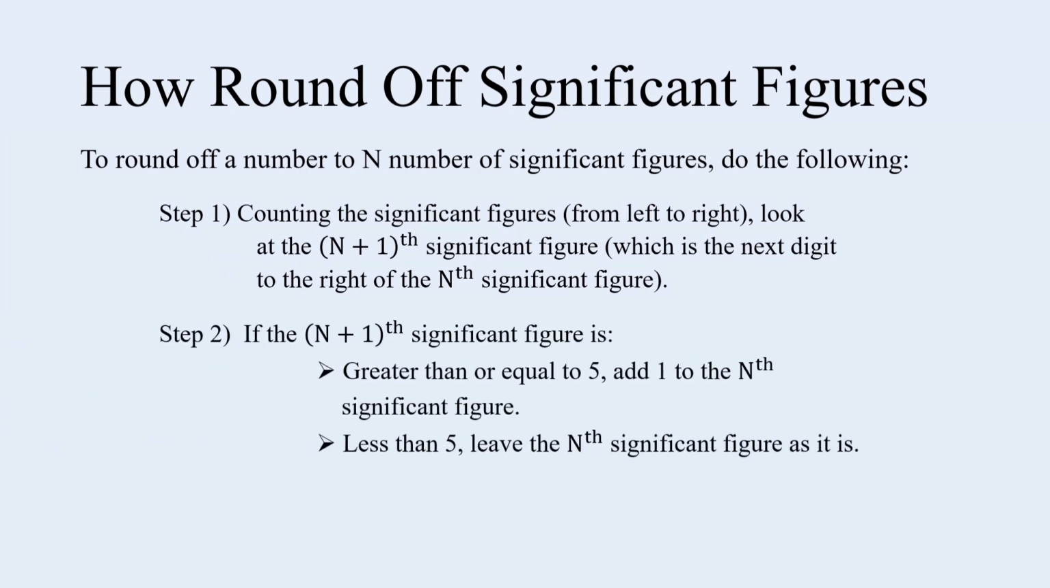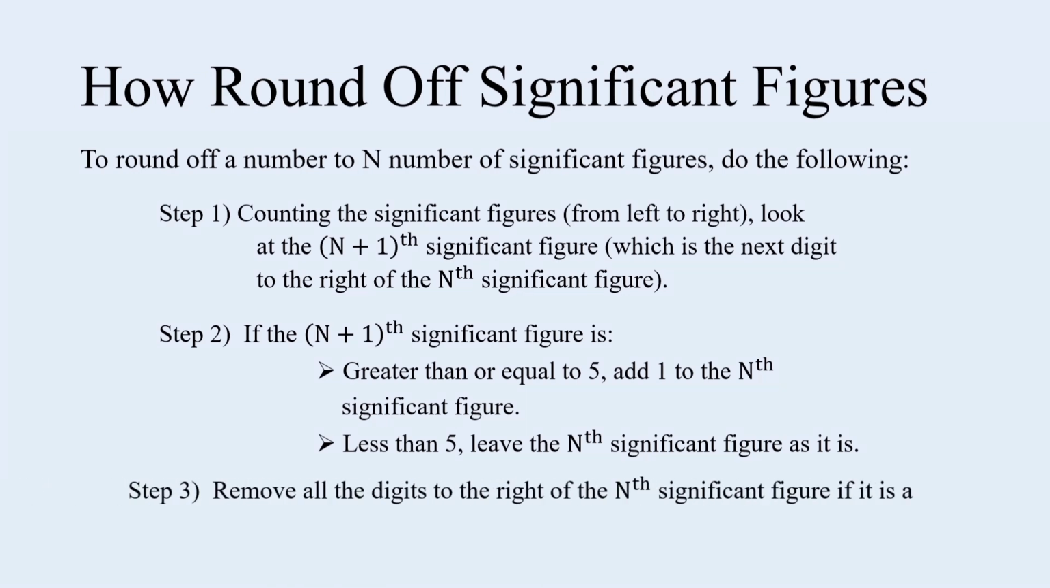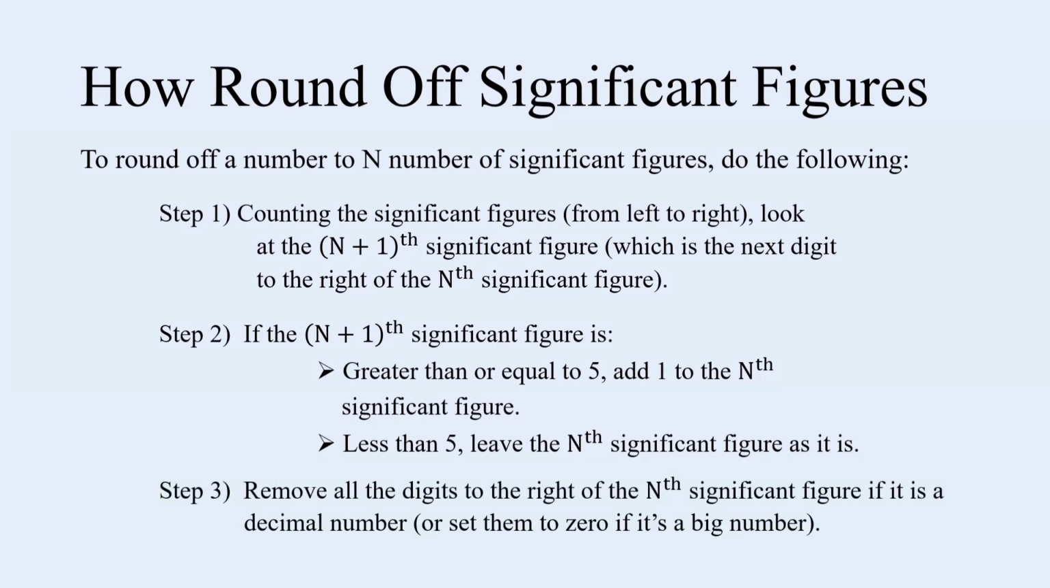Step 2. If this n plus 1th significant figure is greater than or equal to 5, add 1 to the nth significant figure. Otherwise, if it's less than 5, leave the nth significant figure as it is. And finally, step 3. Remove all the digits to the right of the nth significant figure if it's a decimal number. Otherwise, replace all the digits to the right of the nth significant figure with 0 if it's a big number. Now let's go through some examples.